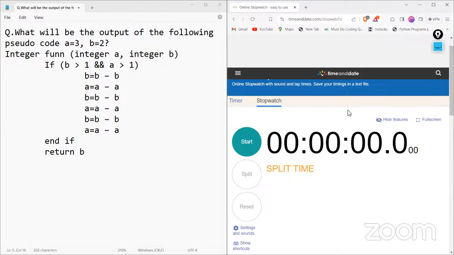A equals A minus A, that is also 0. Then again B 0, then A 0, B 0, A 0, then returning B, which means definitely it is going to return 0 right here. And everyone has answered that same thing within a minute. But to be frank, I would have answered this question within only 10 seconds by looking at the code. That much observation and that much credibility in the execution you should have.